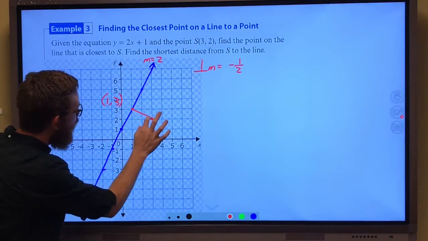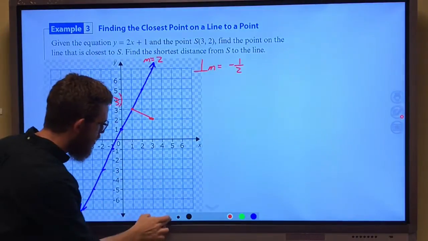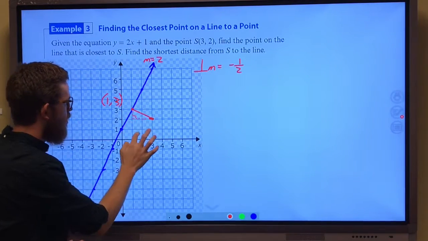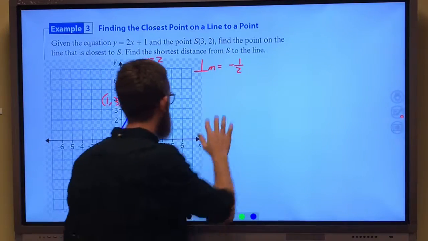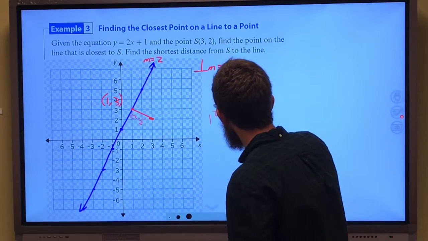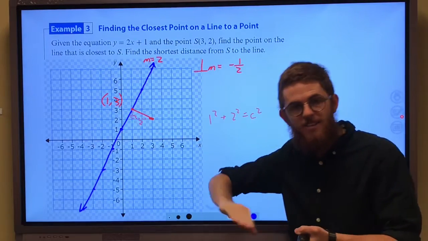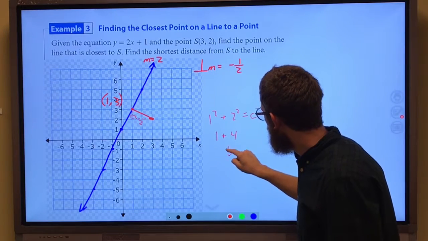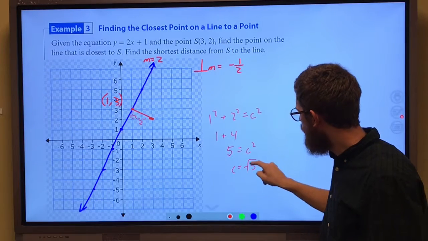I do need to find the distance, the shortest distance. It's going to be that perpendicular segment. I can make a little right triangle here. That's 2 units over, 1 unit up. Very similar to the last one we did. That's going to be 1 squared plus 2 squared equals c squared, because c, my hypotenuse, is that slanted distance. And so that's 1 plus 4. 5 equals c squared. So c would equal the square root of 5.